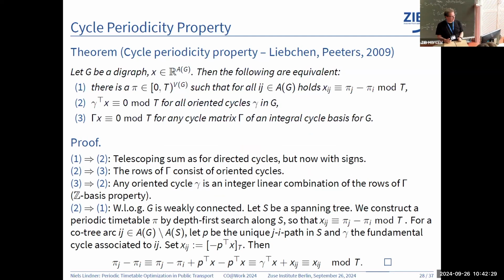Going from 2 to 3 is just noticing that the rows of the cycle matrix gamma are composed of oriented cycles. Going from 3 to 2 is just using the fact that each oriented cycle is an integral linear combination of the basis vectors, which are the rows of that matrix. And from 2 to 1: if I do my depth first search, I construct a spanning tree. Along the spanning tree, I can just construct a timetable as if the graph were a tree. Then this is fine for all the arcs on the tree. The only thing that could go wrong is at the arcs that are not part of the tree, but then I just check that I can define my tension in such a way that everything works out.